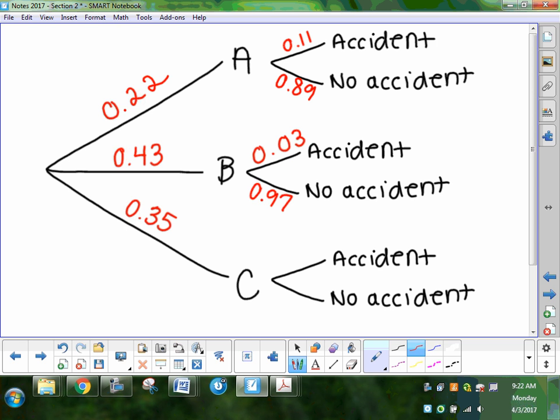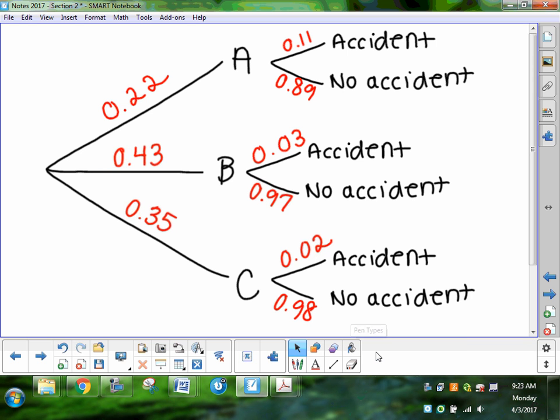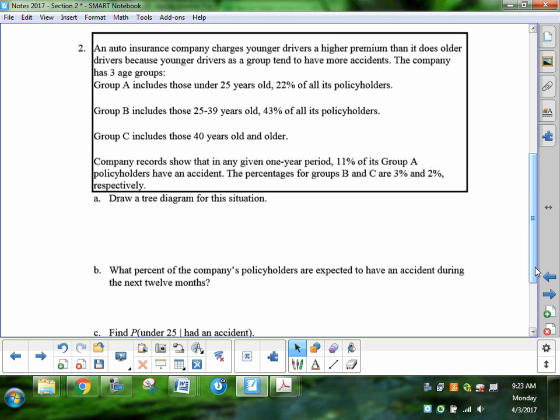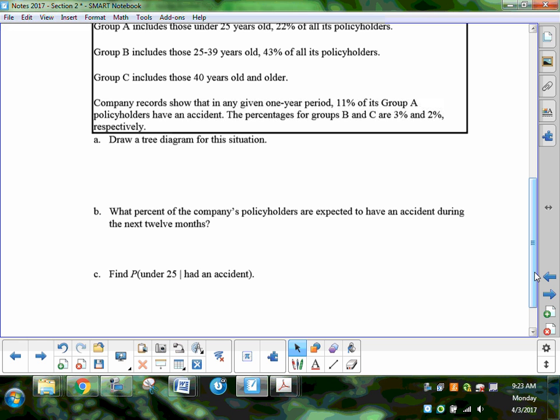What about group C? What's the probability that group C has an accident? 0.02. And then this would be 0.98. Now, looking at what we have here, let's answer some of these questions. We drew the tree diagram. What percent of them are expected to have an accident during the next 12 months? How can you figure out the probability that they're going to have an accident during the next 12 months? What would we have to do in order to compute that?